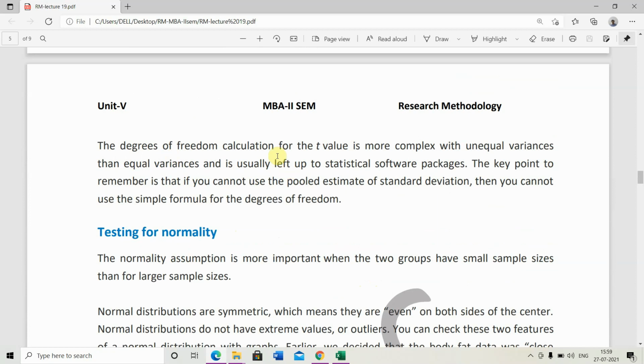The degrees of freedom calculation for the t-value is more complex with unequal variances than with equal variances and is usually left up to statistical software packages. The key point to remember is that if you cannot use the pooled estimate of standard deviation, you cannot use the simple formula for degrees of freedom.